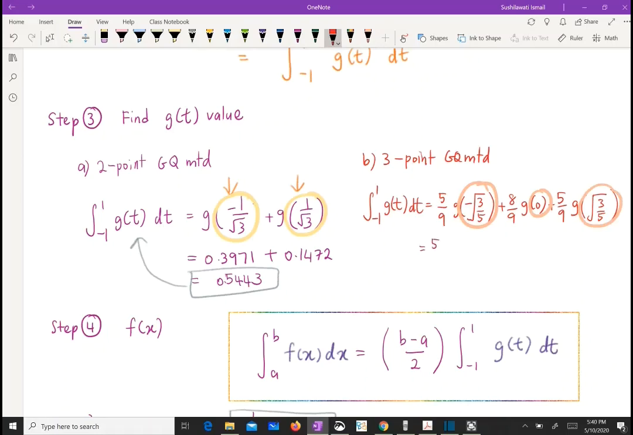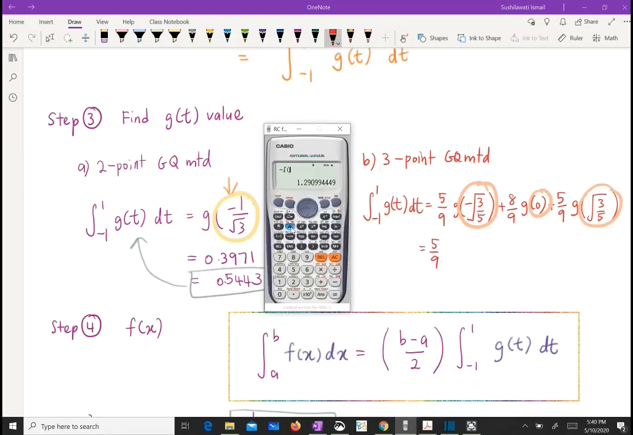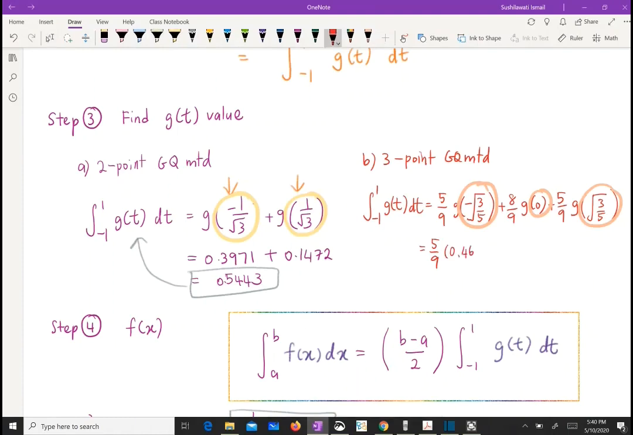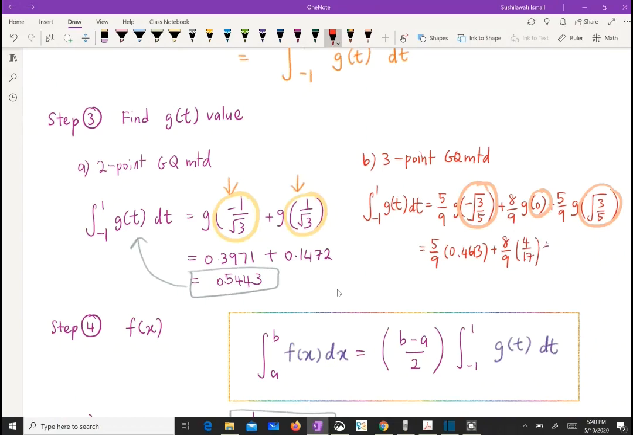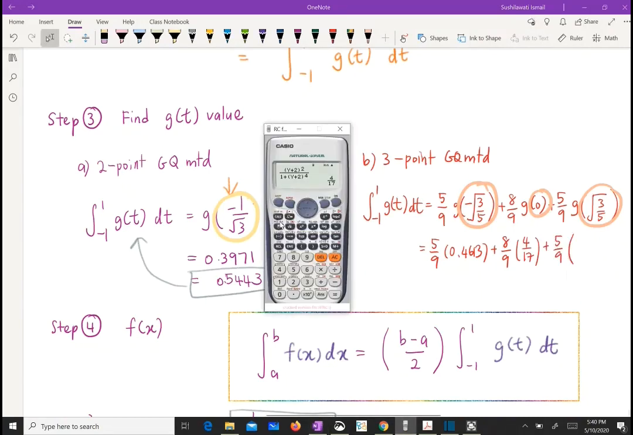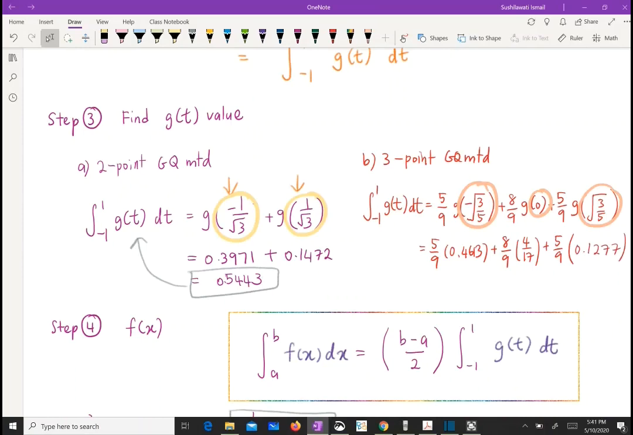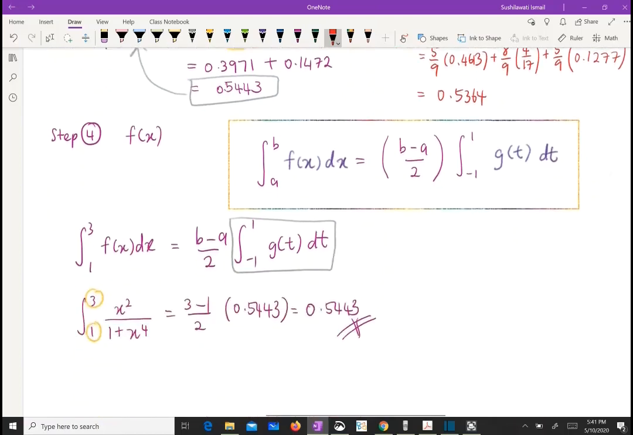So it becomes 5 over 9, calculate minus square root 3 over 5, 0.4613, plus 8 over 9, calculate t equals 0, equals 0.4717, plus 5 over 9. Again, calculate square root 3 over 5, 0.1277. And we solve it, we get 0.5364. Then proceed to the next step, step 4.